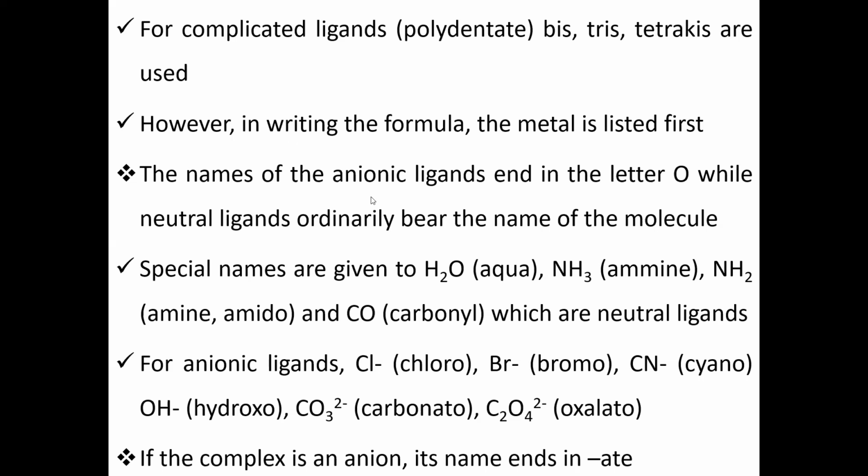Then the names of anionic ligands end in the letter O. Anionic ligands like your chloride become chloro, like your bromide becomes bromo, like your hydroxide becomes hydroxo. So anionic ligands, that is, negatively charged ligands, actually end with O, while neutral ligands will just bear the name of the molecule. If it's water, of course, we know this is aqua. If it's NH3, which is your ammonia, then we know this is ammine. Those are neutral ligands. So we have special names, which we looked at in the last lecture.